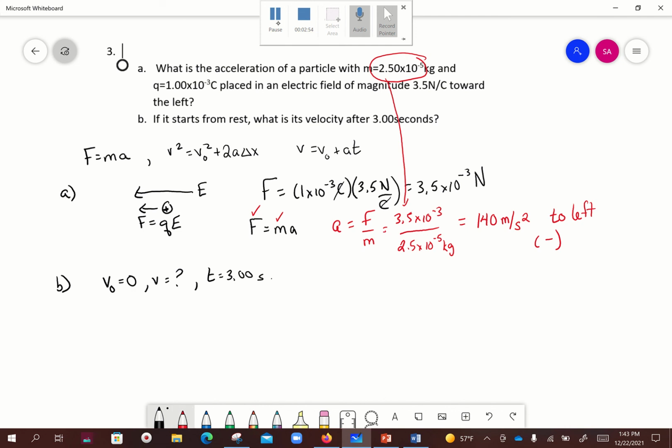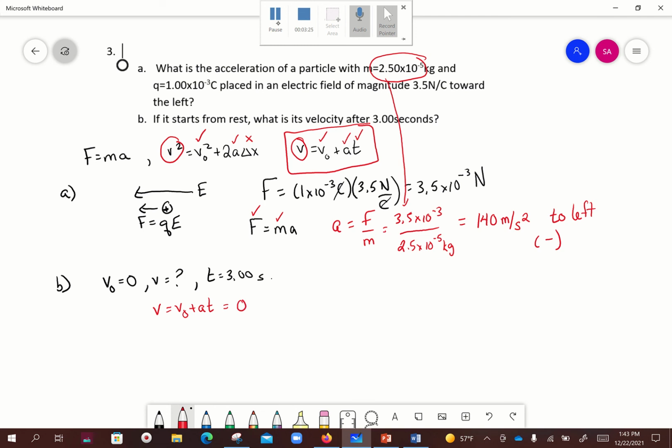So if I go back to my kinematics equations, I'm trying to find V, so that's what I'm trying to find. I'm given my V0. I'm given my acceleration. Do I know how far it travels? That's the delta x. No, it doesn't tell me that, but it does tell me the time. So I can just do plug and chug of that third equation there. V equals V0 plus AT.